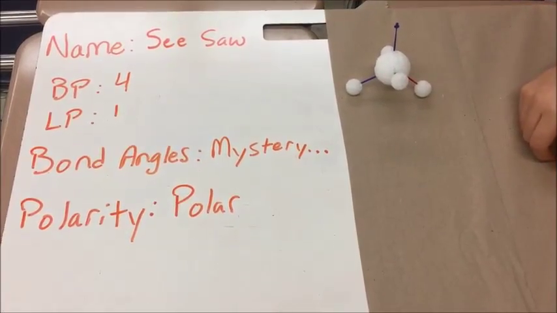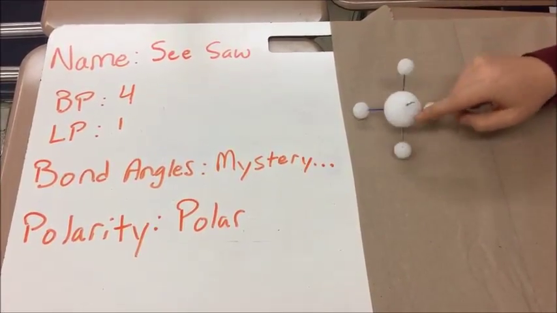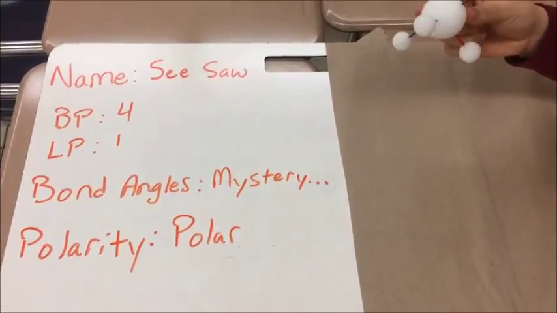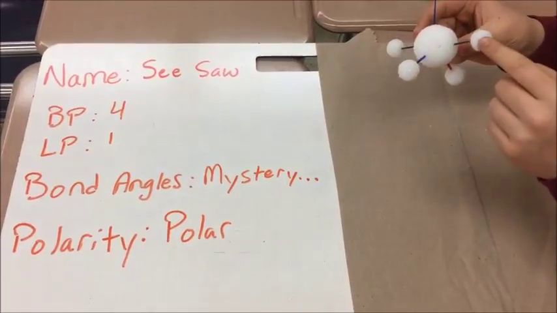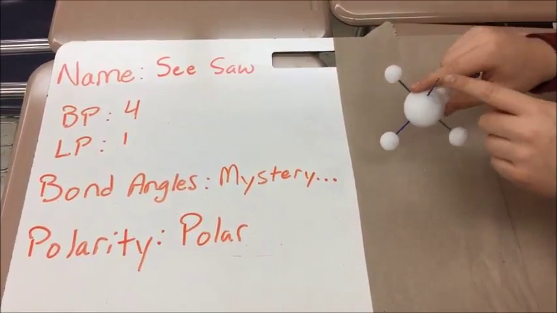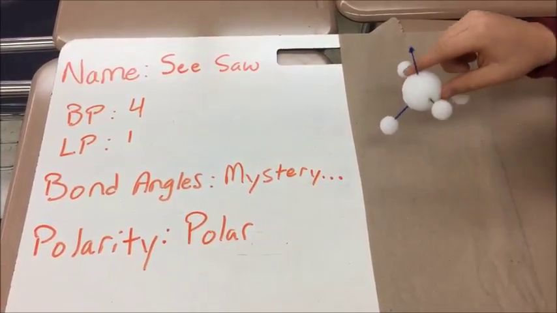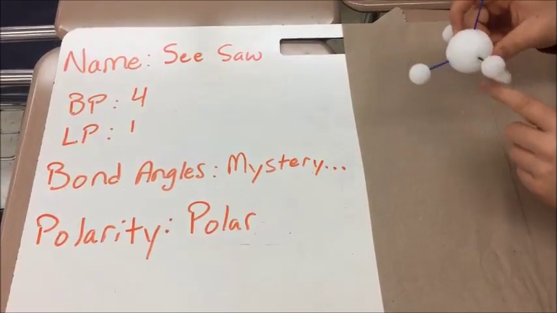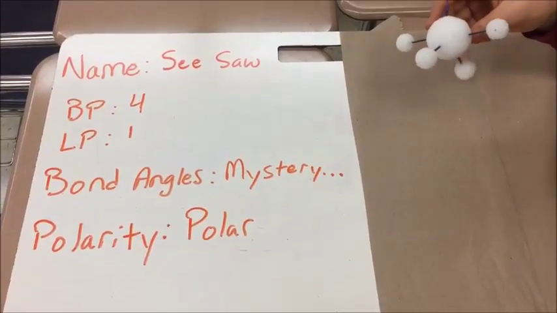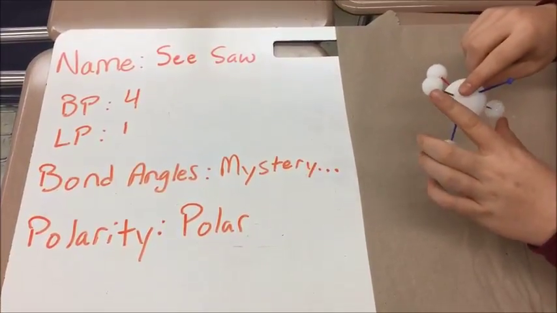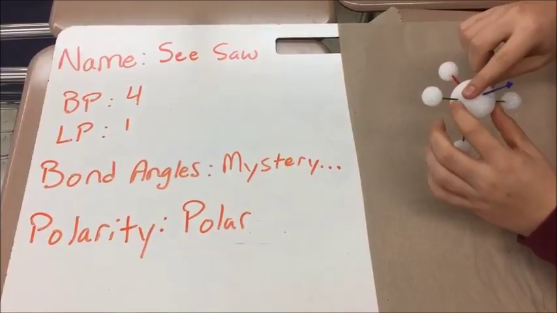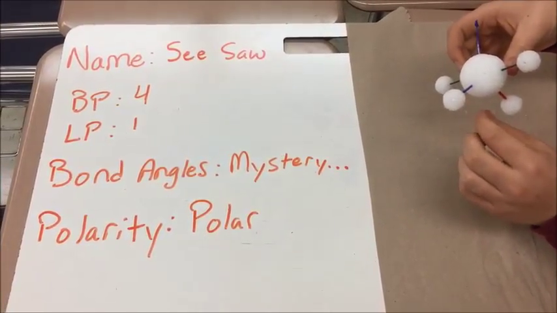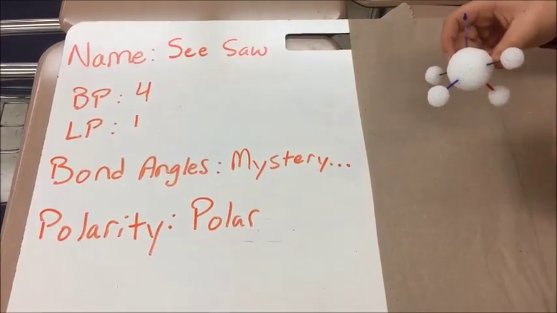This is the seesaw because it forms a seesaw-like shape. It has 4 bonded pairs and 1 non-bonded pair. Its bond angles are a mystery, and it is polar because although these pairs cancel out in the nucleus, these two get focused right here and do not cancel out with the nucleus.